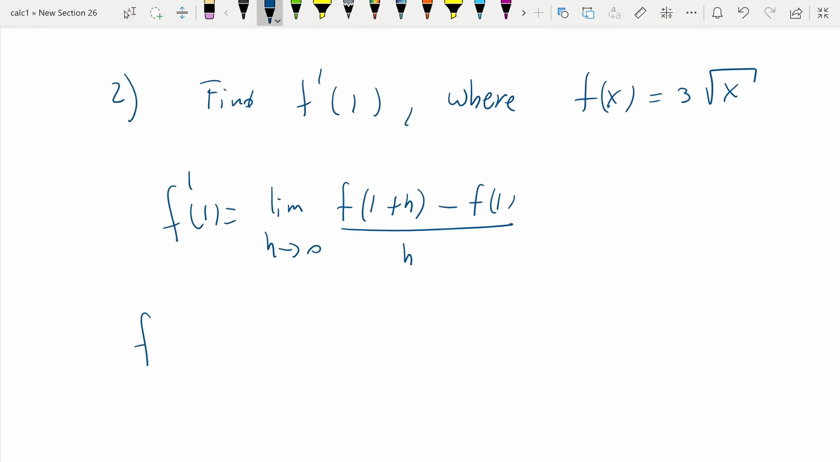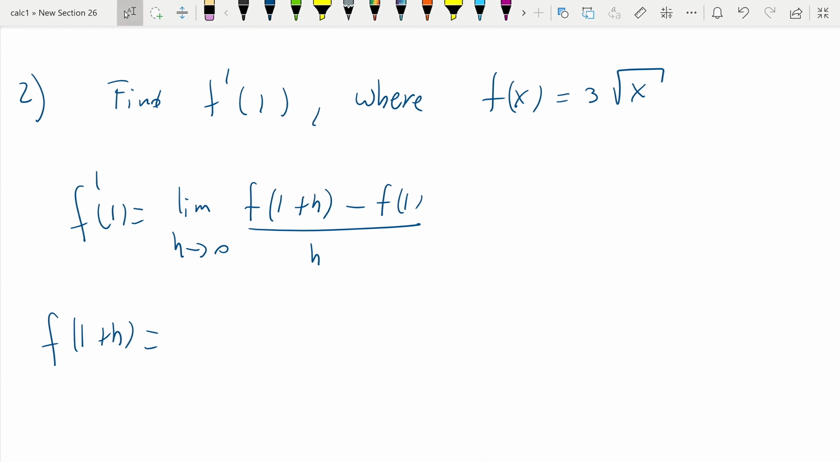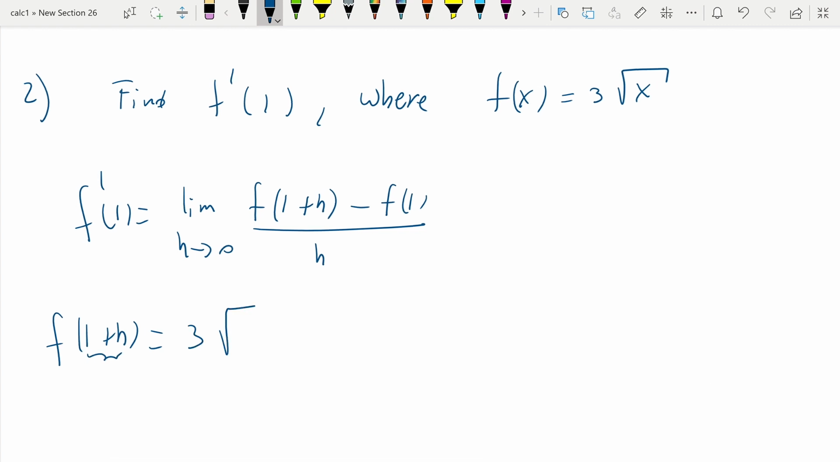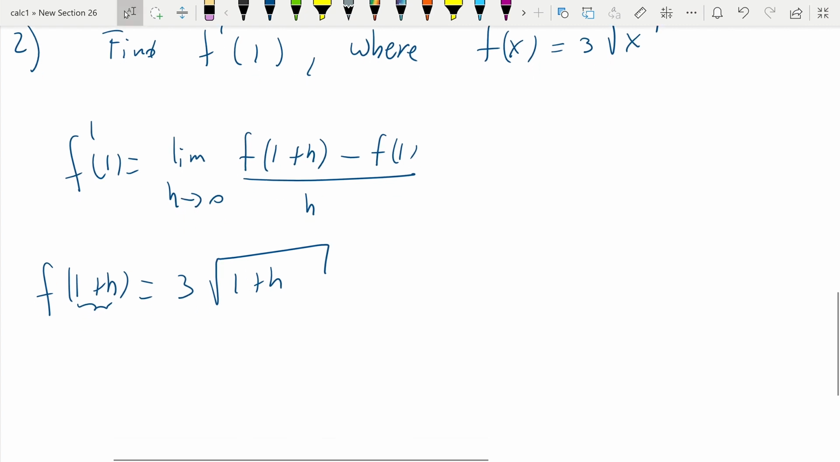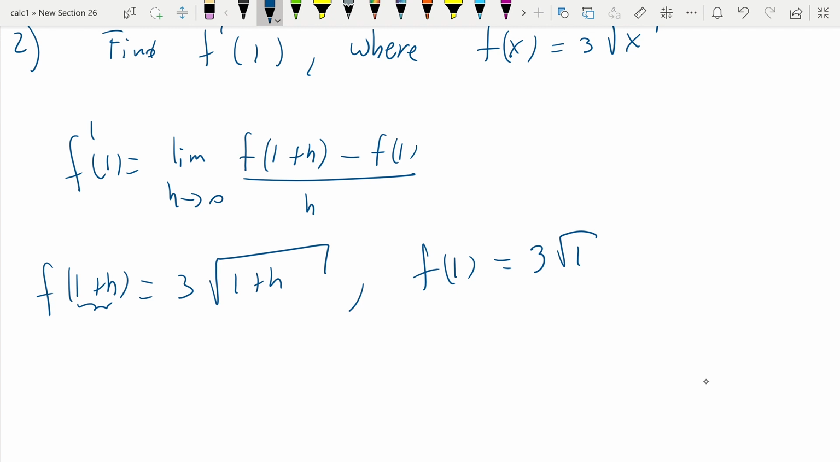So what is f of 1 plus h? Remember, we see what's inside the parenthesis. In here it is 1 plus h, so we take 3 times the square root of 1 plus h. This is what we do. Here we have an x, and on the other side we see what we do to that x. So what's inside the parenthesis is 1 plus h, so that becomes 3 square root of 1 plus h. And of course, f of 1 is 3 times the square root of 1, which is just 3.